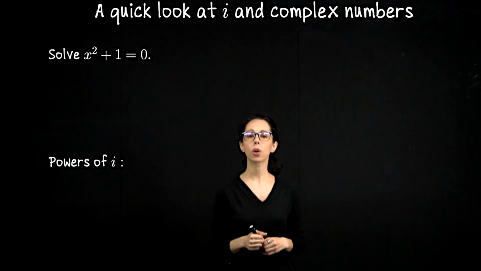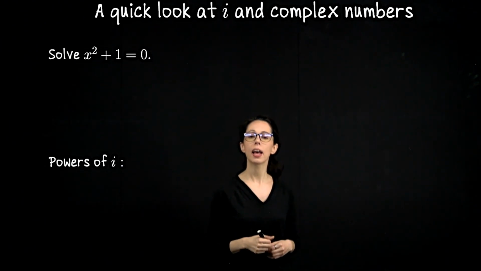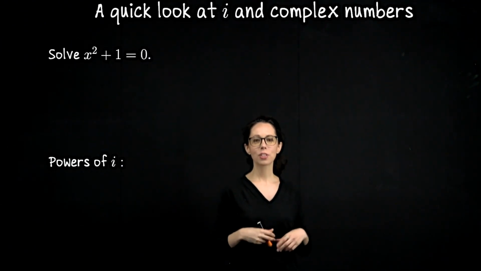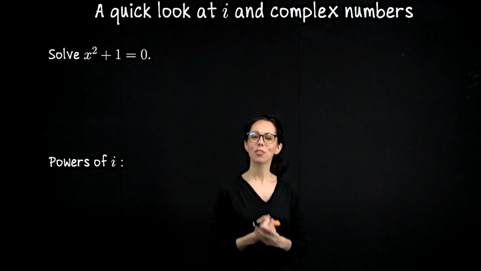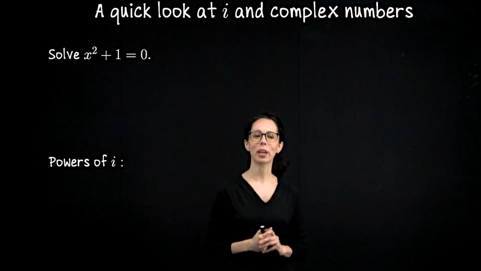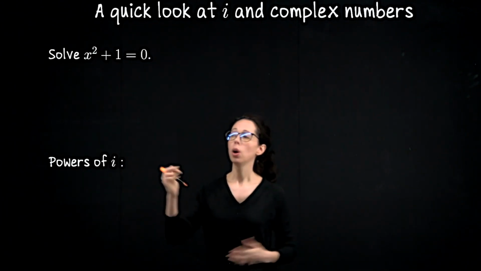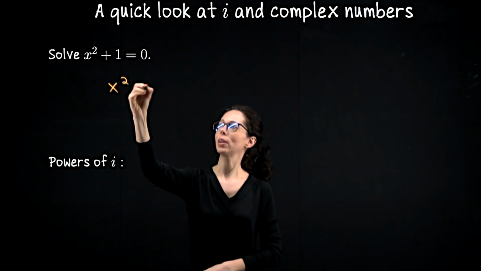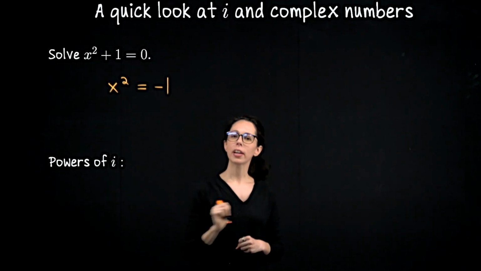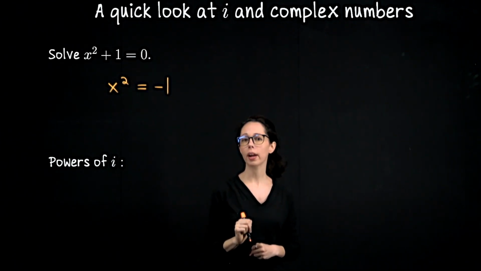In this lesson, we are going to look at the imaginary number i as well as complex numbers. So first, let's introduce i. You've probably seen this before, but I just want to remind you what it is. Suppose we have the quadratic equation x squared plus 1 equals 0, or in other words, x squared equals negative 1. There is no real number whose square is negative.